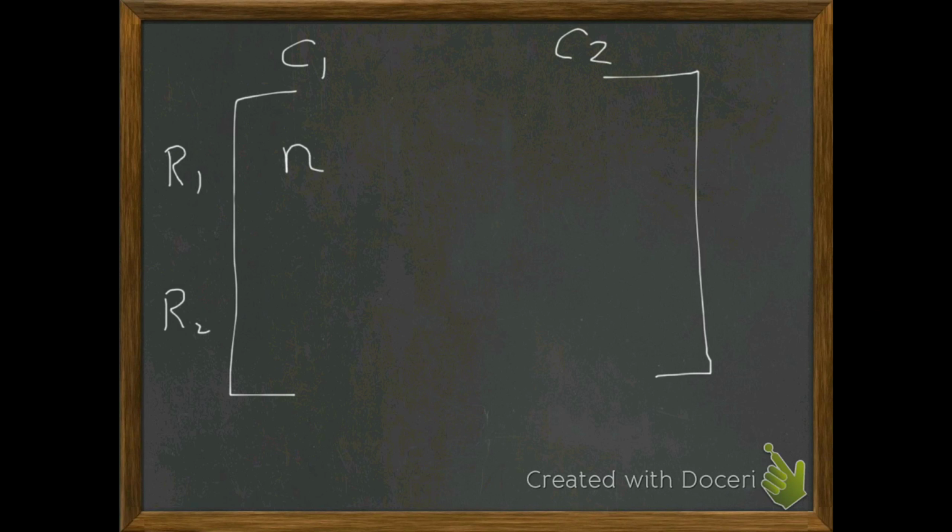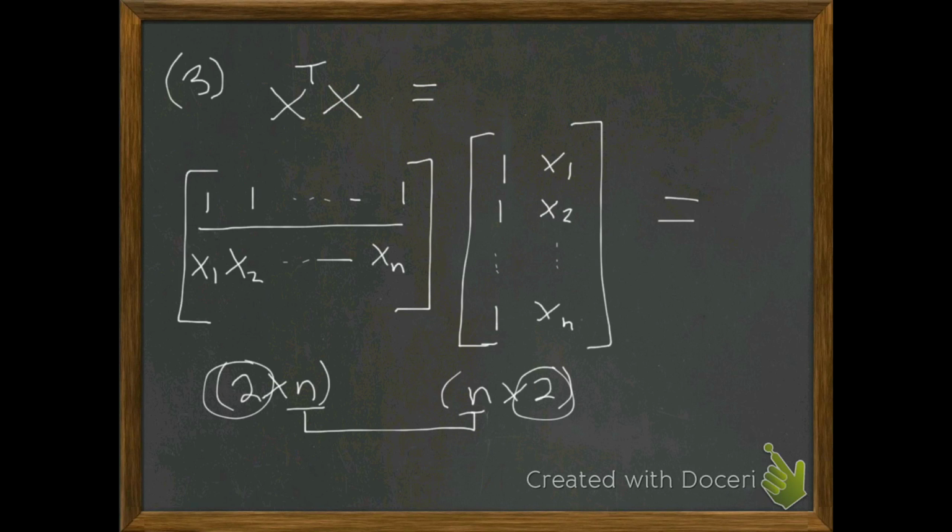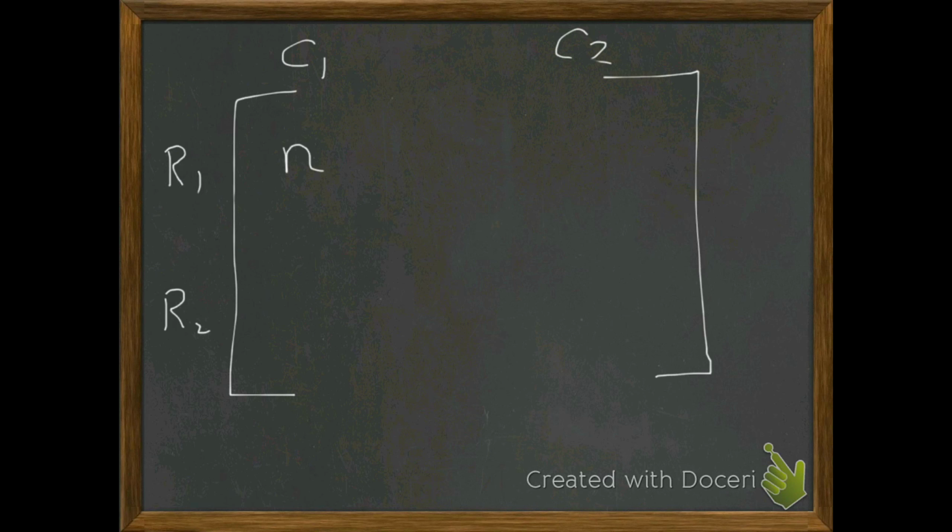All righty, let's examine this part. Well, this is going to take row 1, column 2. So when we examine row 1 with column 2, we're going to get 1 times x1 plus 1 times x2 plus 1 times x3 plus 1 times x4. Am I annoying yet? Plus dot dot dot 1 times xn. So, boys and girls, this should be no surprise to you. That's just the sum of our x's.